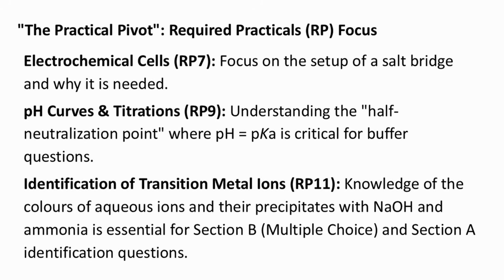For pH curves and pH titrations, required practical 9, understand the half neutralisation points or half equivalence points where pH is equal to pKa. This is critical for buffer calculations. Identification of transition metal ions, required practical 11, is also a very common question. It is definitely worthwhile remembering the colours of the complexes and the precipitates with NaOH and ammonia.